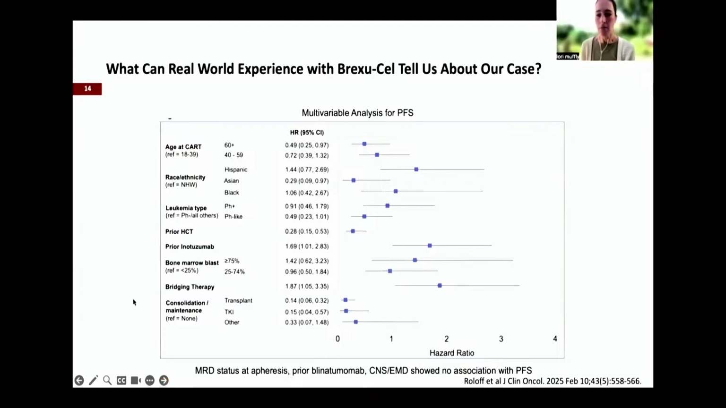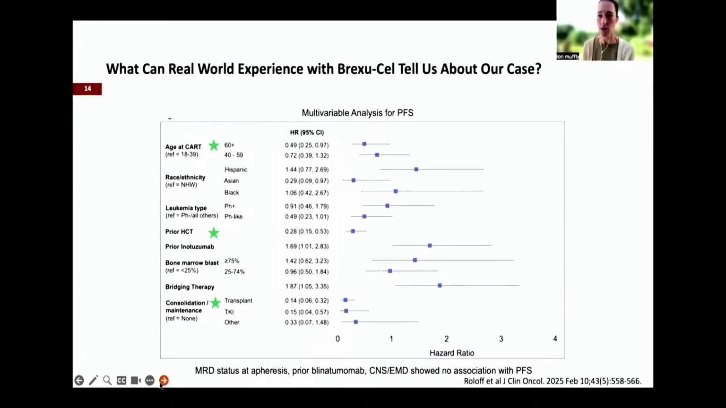Now, we did perform a multivariable analysis looking at variables associated with improved progression-free survival, and we did see some important variables. So one was that age at CAR T cell did not appear to adversely impact outcome. If anything, the older adults seemed to do a bit better.